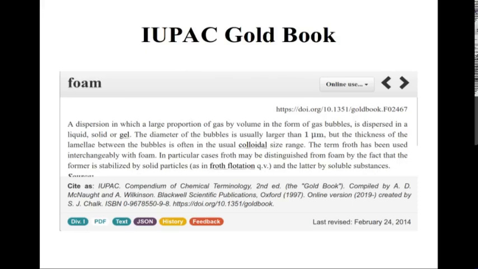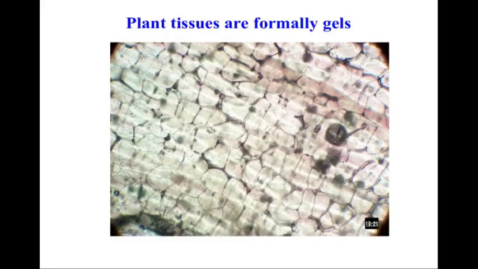Small structures of gas dispersed into a liquid or a solid, depending on which foam it is, either a liquid foam or a solid foam. Now, here is a microscopic view of shallots. You see the plant tissue is made of cells that are adjacent and, let's say, glued together with the cell wall, and the cells are full of water.